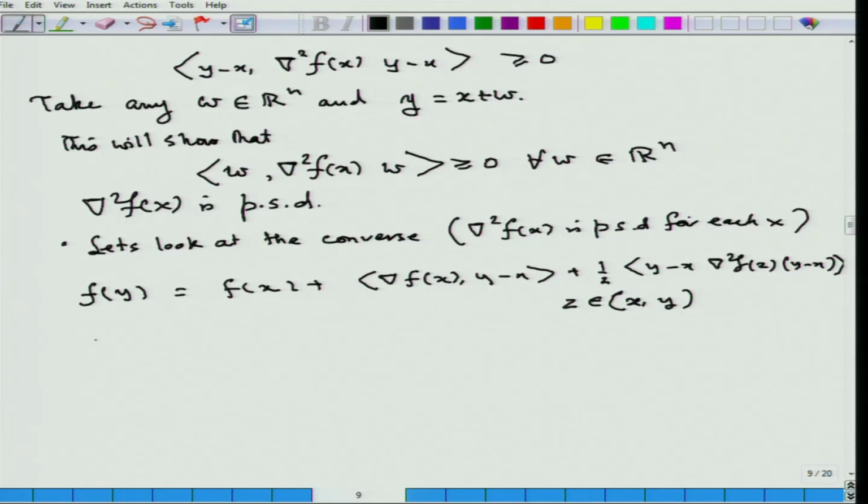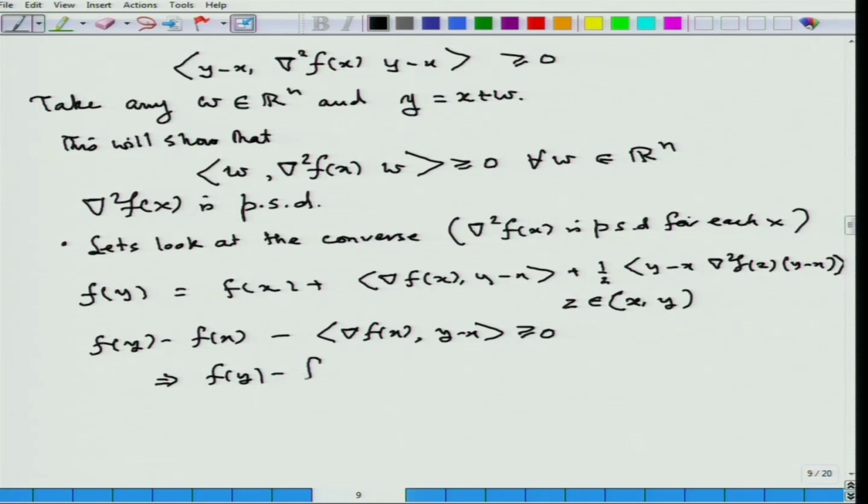So, what I can now write is f(y) minus f(x) minus grad f(x) (y minus x). This becomes greater than or equal to 0, because z is any element in Rn, the Hessian is positive semi definite, and y minus x is an element in Rn. So, this whole thing is greater than or equal to 0, showing that f(y) minus f(x) is greater than or equal to grad f(x) into (y minus x), and y and x are arbitrary elements. So, this is true for every y and x.